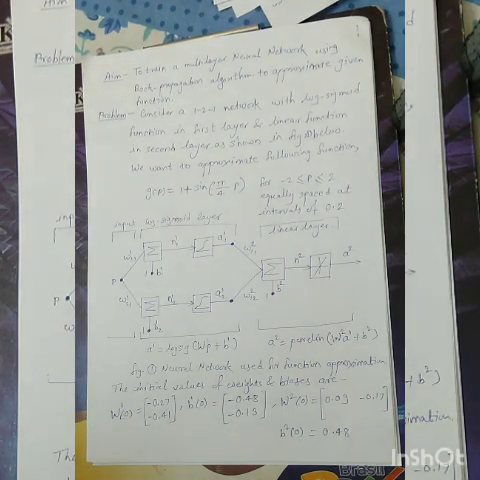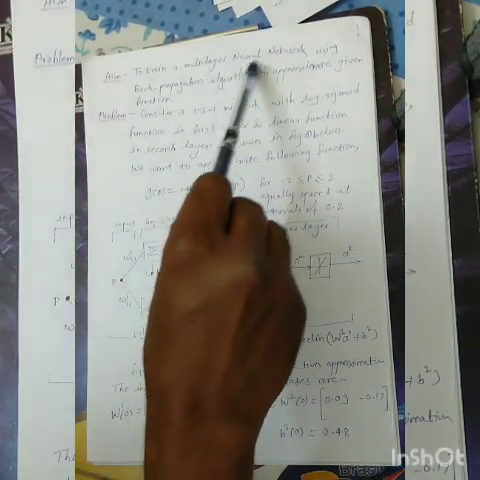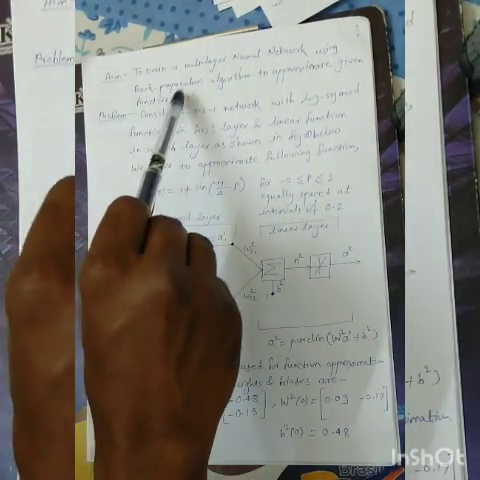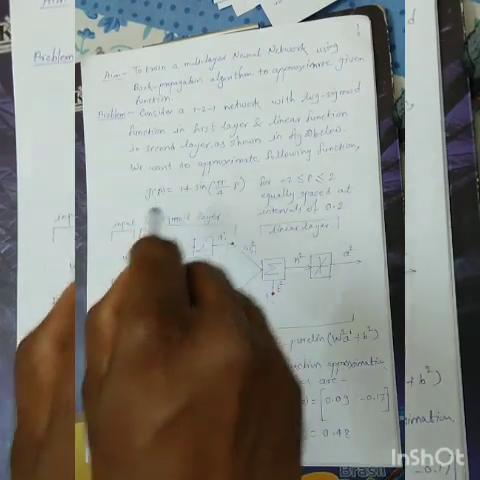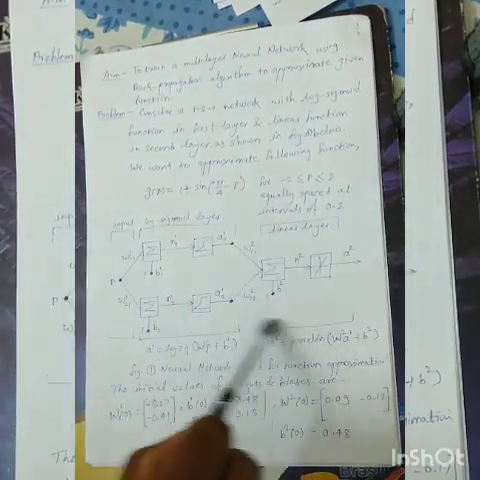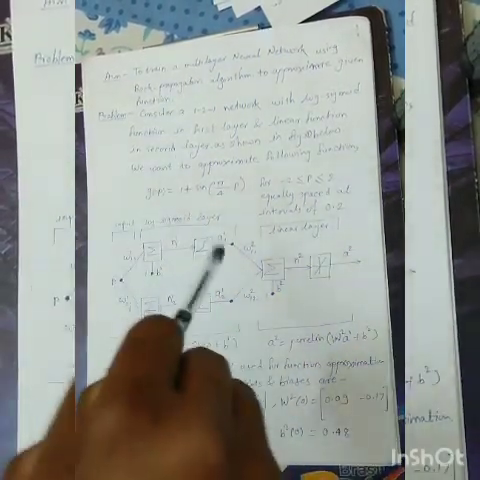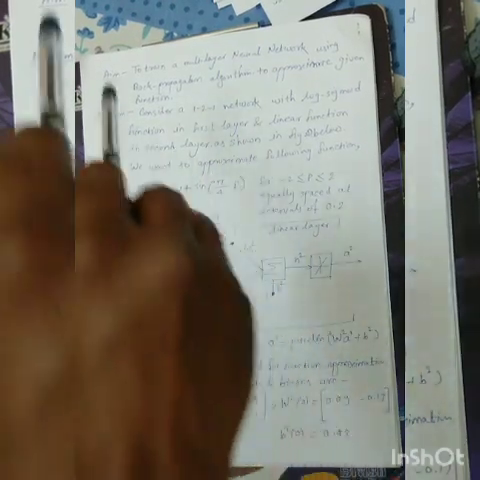Good evening everyone. Today we will see how to update weights and biases of a given multilayer neural network using the backpropagation algorithm. The aim of the problem is to train a multilayer neural network using the backpropagation algorithm to approximate a given function. Here we are going to train a multilayer network to approximate a given function.